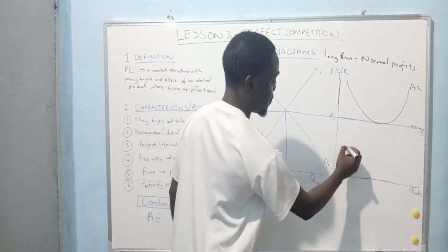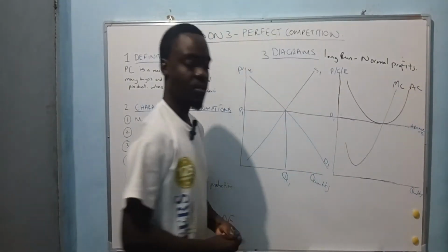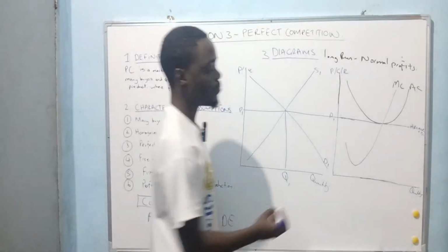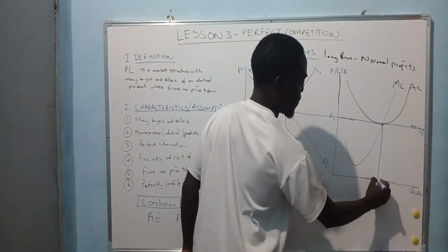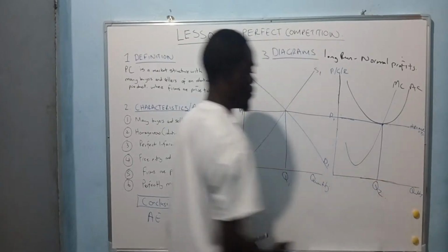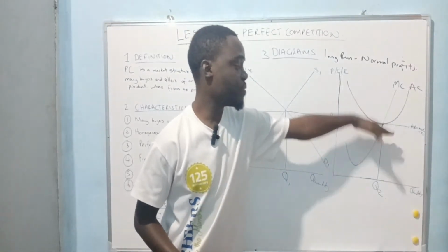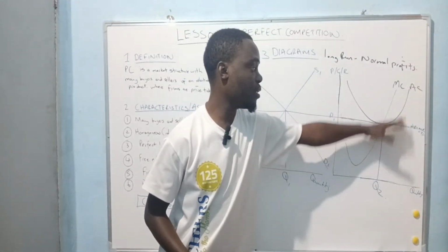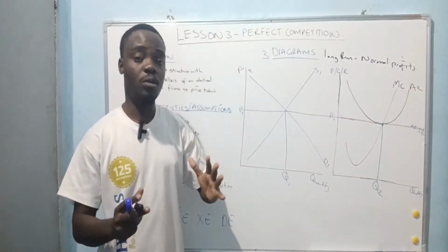Then you now have to draw the MC cutting AC at its lowest point, which is here. So if you are looking for the profit maximizing point where MR is equal to MC, it's right here. Then that becomes our Q2. So it's going to be tangent, MC is equal to MR here. Average cost is equal to AR here. So this is where we are having normal profits.